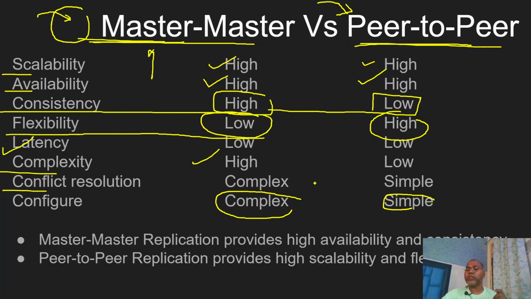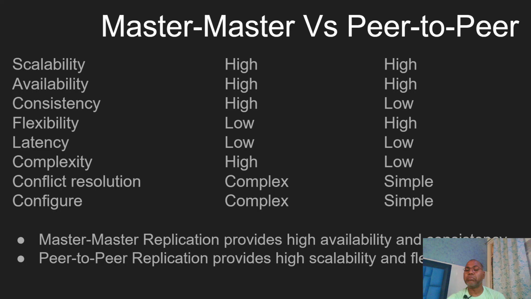But in the case of master, if you add one more node, you have to inform every master node, hey, this is a new master node added for the replica. You have to replicate here as well. So you need more complex configurations. Master-to-master configurations are mainly for very high consistency and high availability. But if you want peer-to-peer, it is very high flexibility and a lower level of consistency, you can say.